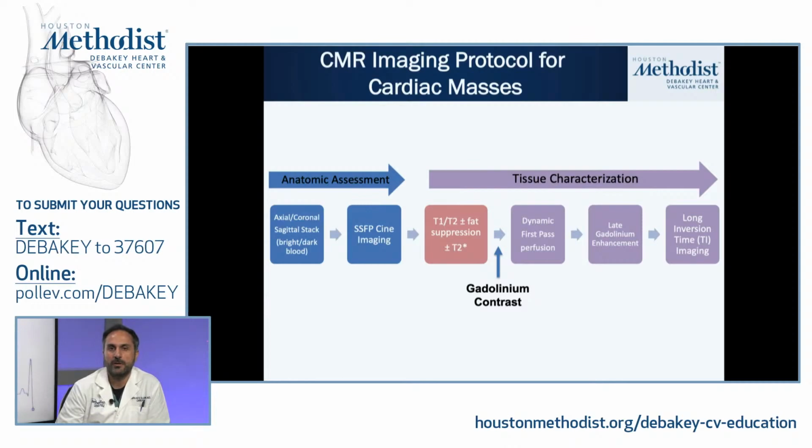Tissue characterization is usually divided into 4 parts. We have the T1, T2, and T2 star imaging, which will give us an idea as to the content of the mass. This is pre-contrast. Then we give contrast, and using contrast we can get 3 types of information. Essentially, we can look at the first pass perfusion, assessing the vascularity of the mass. Then we wait 5 to 10 minutes or so and image again to check for late gadolinium enhancement. Does the mass retain the contrast? And we also have something we call long inversion time imaging. This is specifically used for thrombus imaging, and it is a very powerful tool used in MRI.